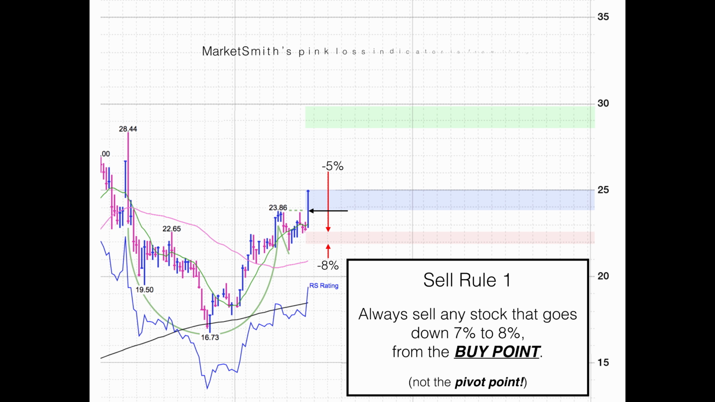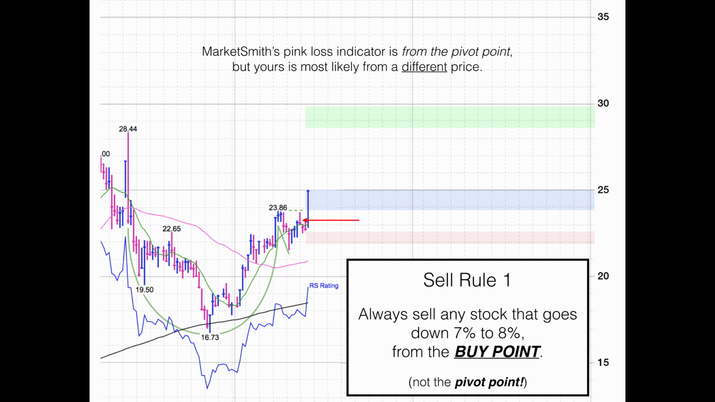Okay? Now that's important because you probably didn't get in exactly at the pivot point. So you have to adjust that pink zone. Market Smith doesn't adjust it. It puts it right there every time based on the ideal entry. But your entry is probably a different price. For example, let's say you got in right there on that sloping trend line on early entry. In that case, you'd move your pink zone down.